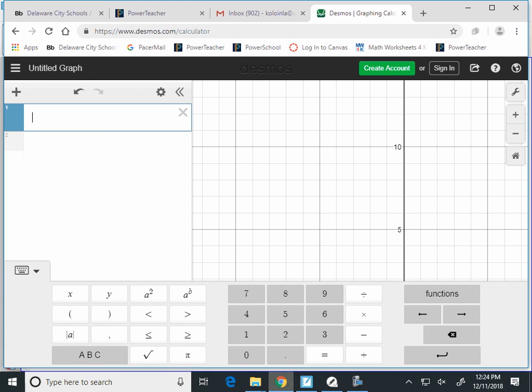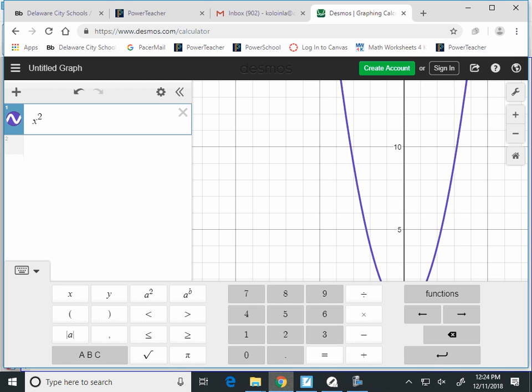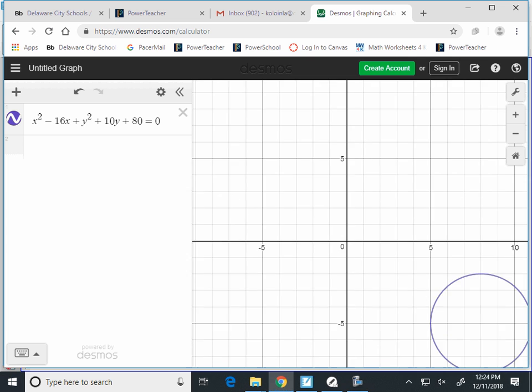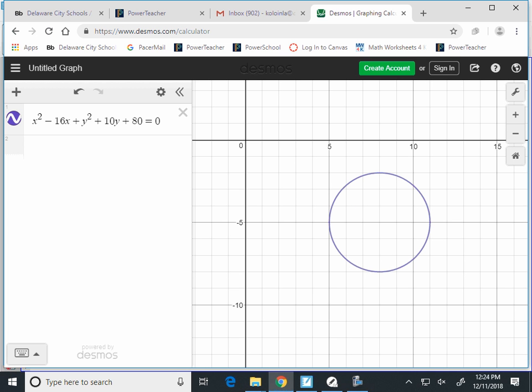Plug it in. X squared minus 16x plus y squared plus 10y plus 80 equals 0. And our circle should be somewhere over here. Here's our circle. Okay. So to get our radius, again, to find out where you're counting from, here are 2 nice points right here. We're going to start at this point.